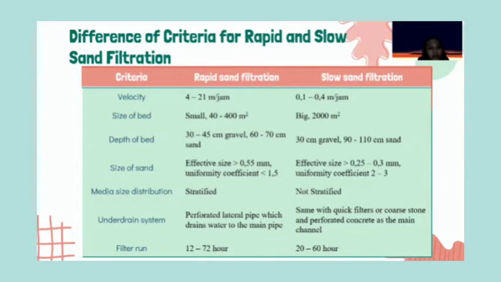Next, George, Marchellino, and I will present. We will explain the difference of criteria for rapid and slow sand filtration. As we can see, the criteria are velocity, size of bed, depth of bed, size of sand, media size distribution, under drain system, and filter run. As we can see, the rapid sand filtration has a smaller size of bed than slow sand filtration. Next.